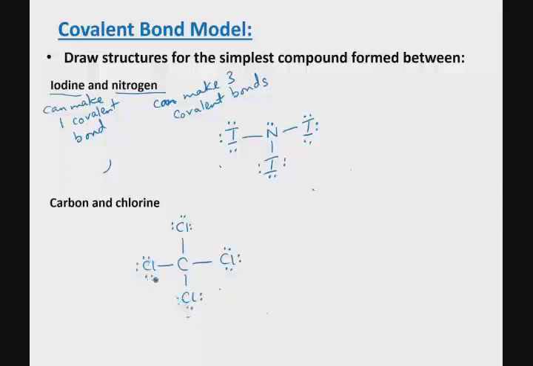So finally, the structure of this compound will be CCl4. The molecular formula, the chemical formula of the first compound will be NI3, and that for the second one will be CCl4.